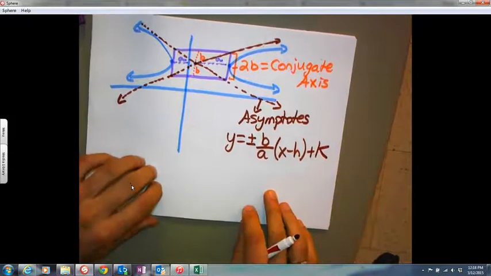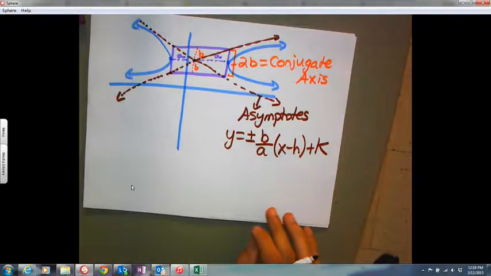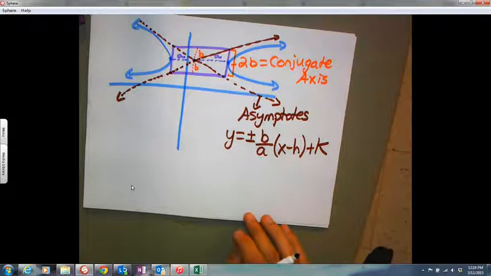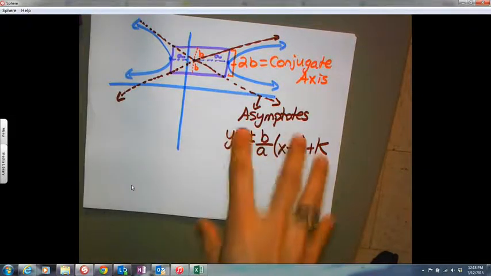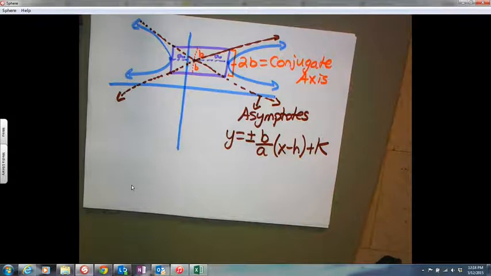I'm now going to do, in effect, the exact same analysis for a vertical hyperbola, but I want to pause here and see if there are any questions before we do the exact same analysis for a vertical hyperbola. Questions?